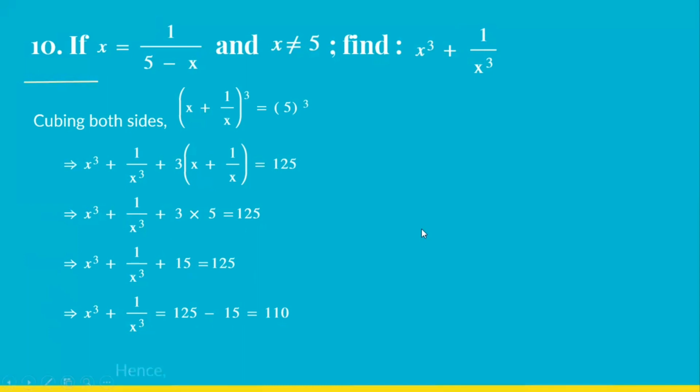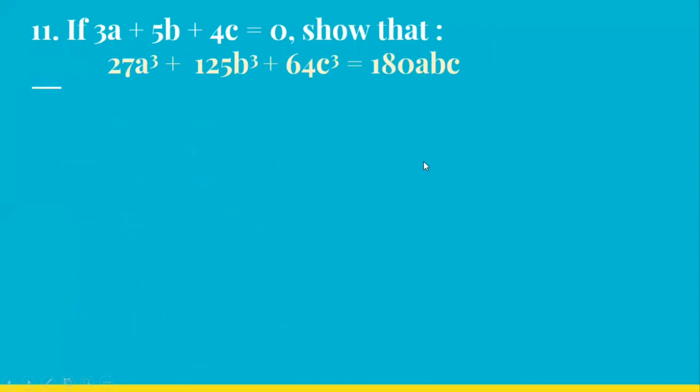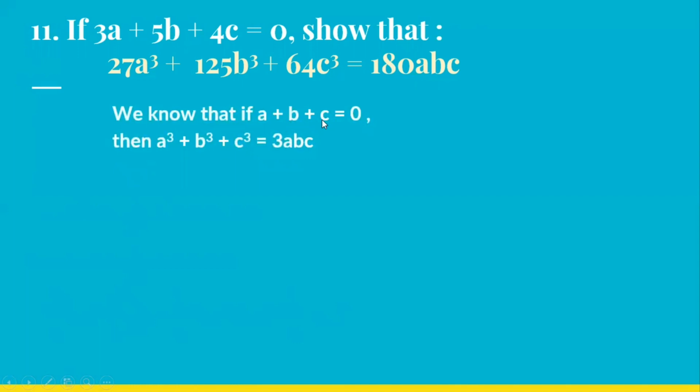Okay, easy. Now, let us move on to the next question. If 3a plus 5b plus 4c is equal to 0, show that 27a cube plus 125b cube plus 64c cube is equal to 180abc. We have the property that if a plus b plus c is equal to 0, then a cube plus b cube plus c cube is equal to 3abc. So already we are given a plus b plus c is equal to 0. Let us cube this. So we have a cube. 3a cube is 27a cube. 5b cube is 125b cube. And 4c cube is 64c cube.